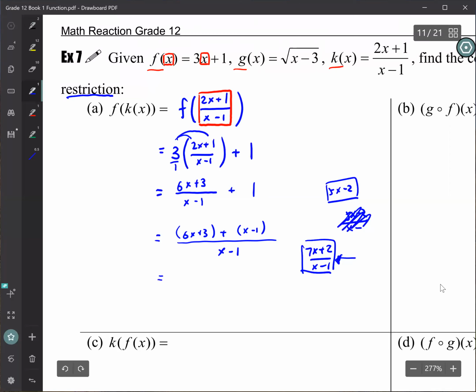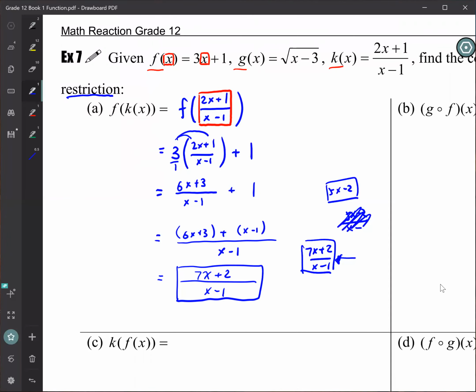Now you just collect the like terms on the top, so add it together. Trudy, what do you have on the top? 7x plus 2. Yeah, 7x plus 2 over x minus 1. Okay, so Cindy was correct. So this is the answer.